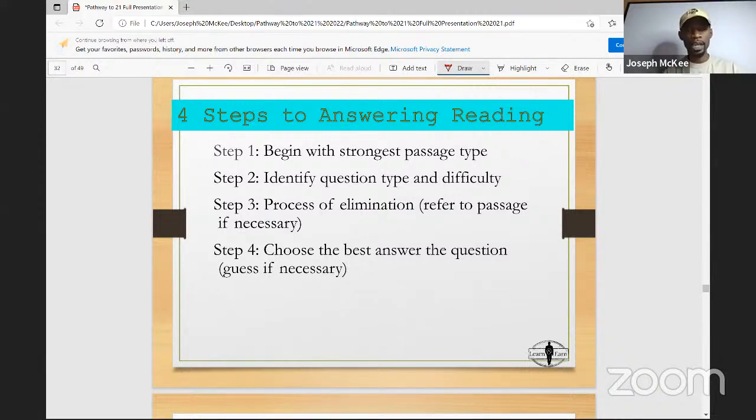we want to be able to choose the best answer for the question. Because remember, the reading section is asking you for the best answer.